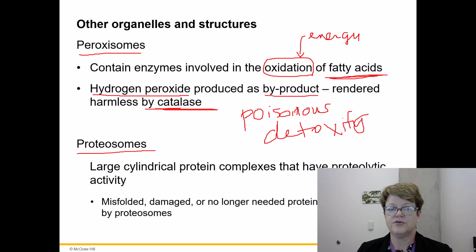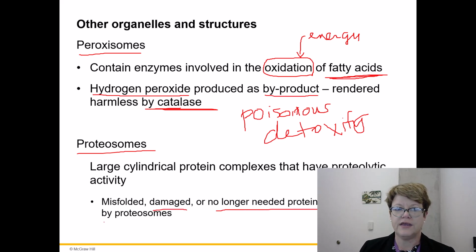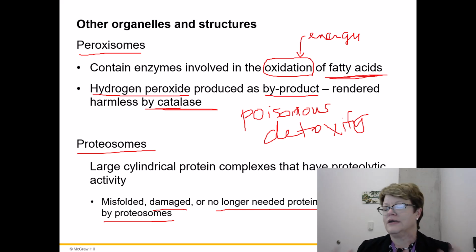So any misfolded, we talked about unfolded proteins, anything that's damaged or when things get old need to be recycled are broken down by the proteasome. So part of the recycling of old molecules, if you will, or structures that are made of protein. And the cell breaks them down into amino acids and then reuses the amino acids to build new proteins.